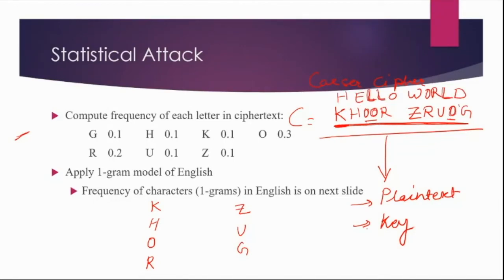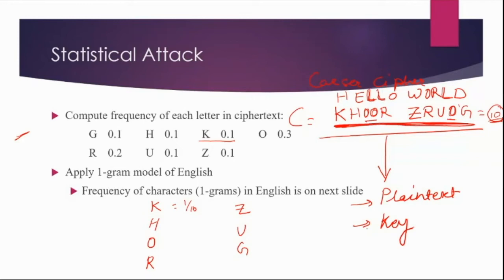If we know how many distinct characters are present in our ciphertext, we get to know how many distinct characters are present in our plain text as well. Our job is to compute the frequency of each letter present in the ciphertext. Total letters in the ciphertext are 10. What is the frequency of K? Frequency of K is 1 by 10. K appears only once, so the frequency of K is 0.1.